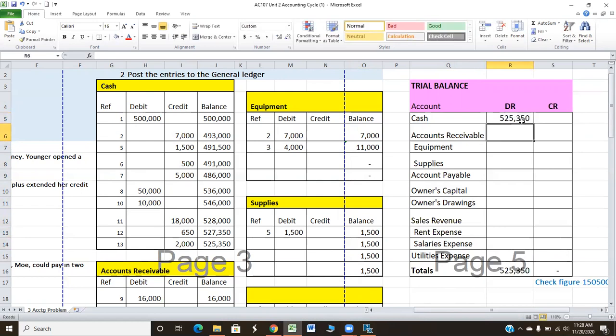Now you could use that logic throughout all equipment. You only had debits, so this $11,000 has to be a debit down in equipment.